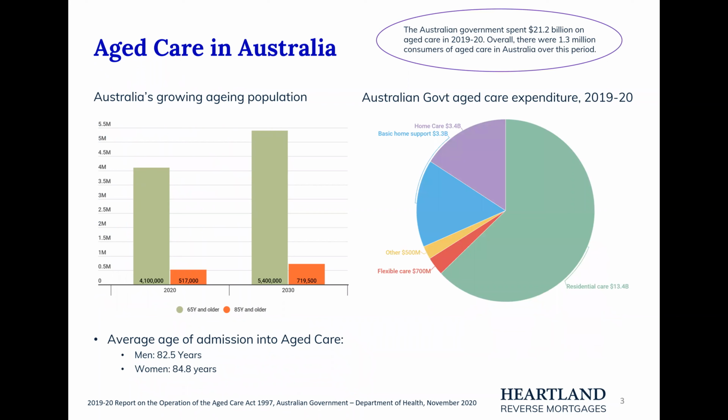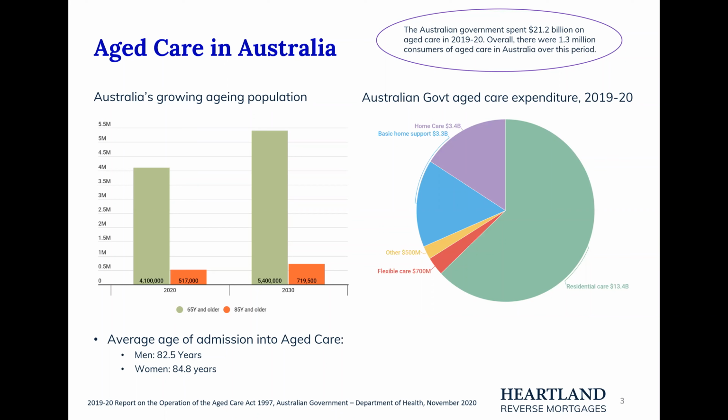For aged care in Australia, as you may know, Australians are living longer than ever before, so we have a growing aging population, and this is shown by this graph right here. For those that are 65 years and older in Australia, the population was 4.1 million in 2020. This is projected to increase to 5.4 million by 2030. But the important demographic there is those that are 85 years and older. In 2020 at 517,000, that's projected to increase to 719,000 by 2030.